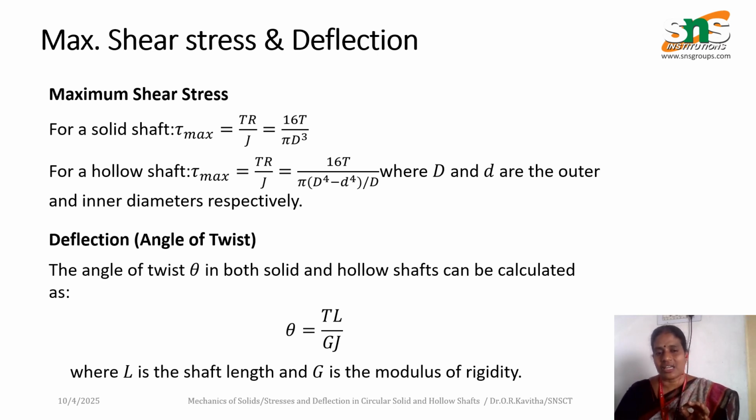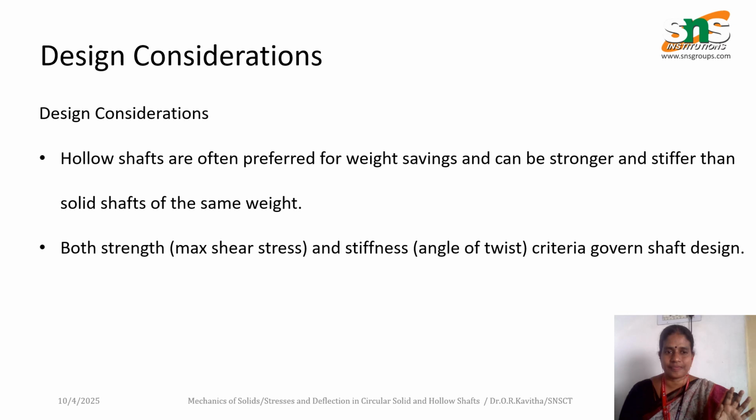The next one is the angle of twist. The angle of twist for both solid and hollow shafts is given by theta equal to TL divided by G into J, where T is the torque, L is the length of the shaft, G is the rigidity modulus and J is the polar moment of inertia. The polar moment of inertia for a solid shaft is different from that of a hollow shaft; substituting it, you will get the angle of twist theta.